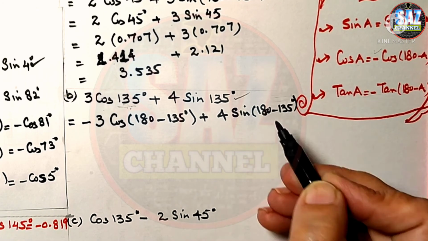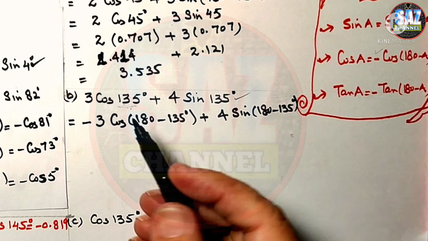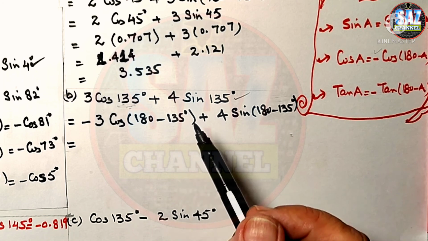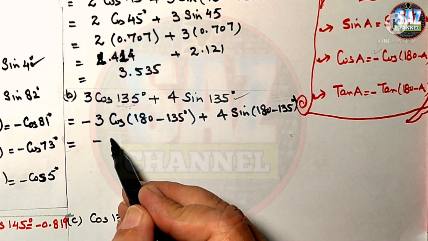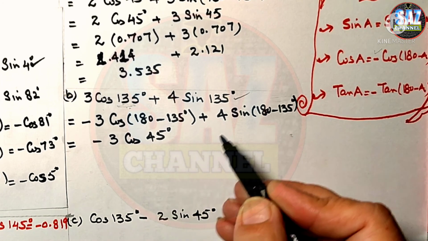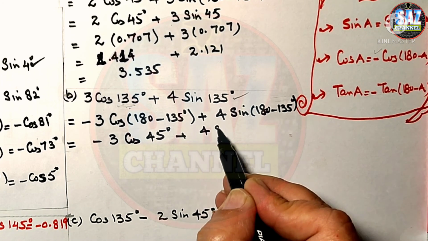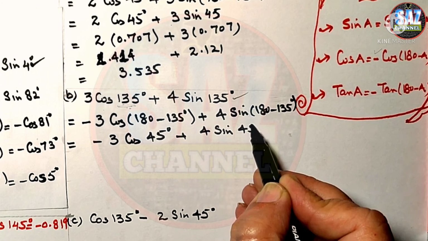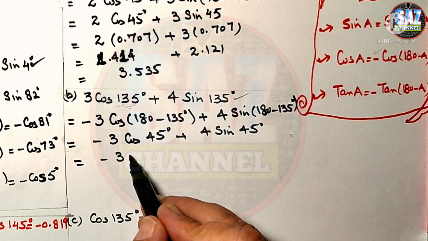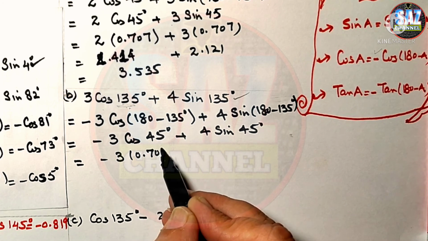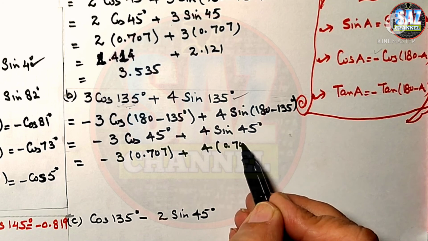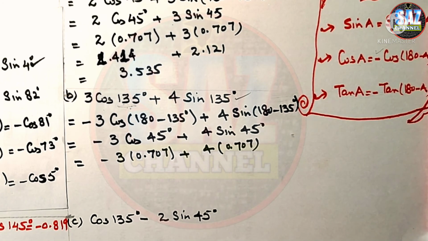I'm going really slow because these are important and basic lessons for trigonometric ratios, so that my students can understand these lessons easily. Minus 3 into cos 45 degrees plus 4 into sine 45 degrees. Now see, the value of cos 45 degrees is 0.707, and plus 4 times 0.707. Now hold your calculator.